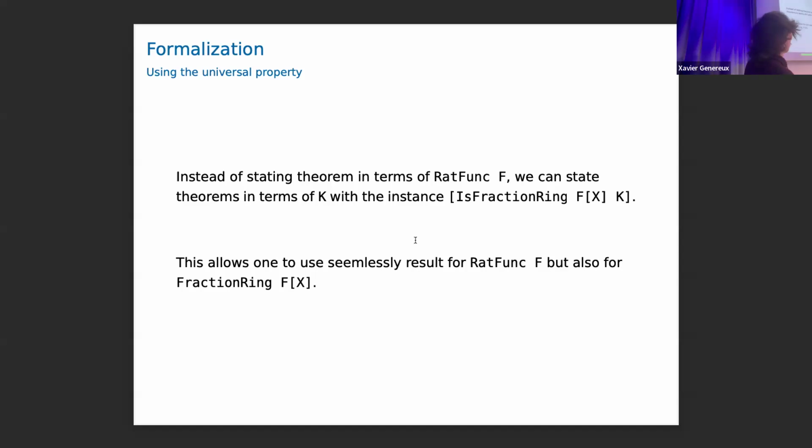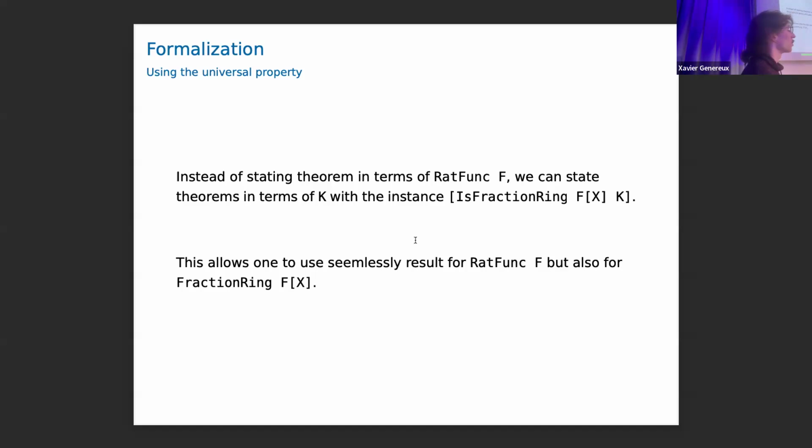Okay, so the fraction ring of F[x] is just, you have polynomials, and the fraction ring of it is, you make it into a field. And this is isomorphic to the rational functions. But if I had stated my theorem in terms of rational functions, I could not use that theorem for the fraction ring of F[x]. So this is kind of a little bit of a pain.